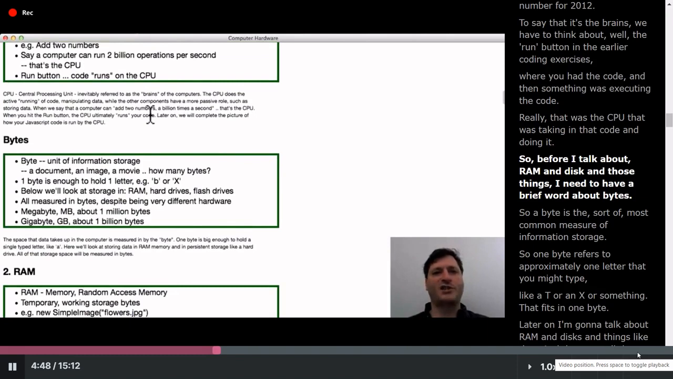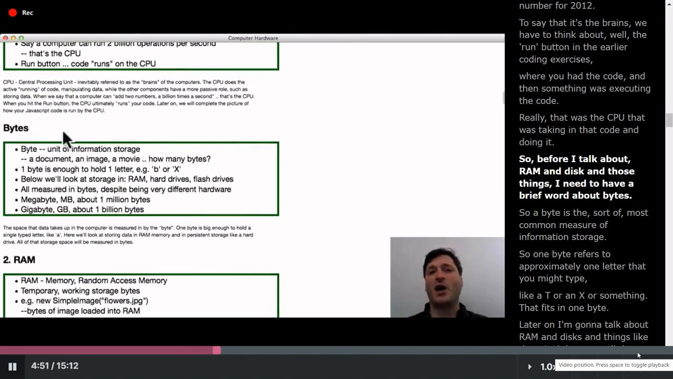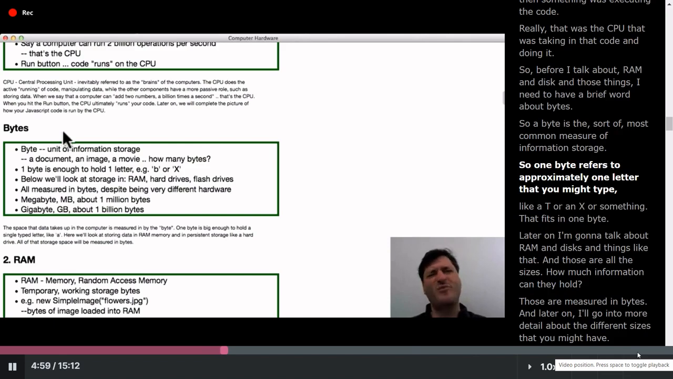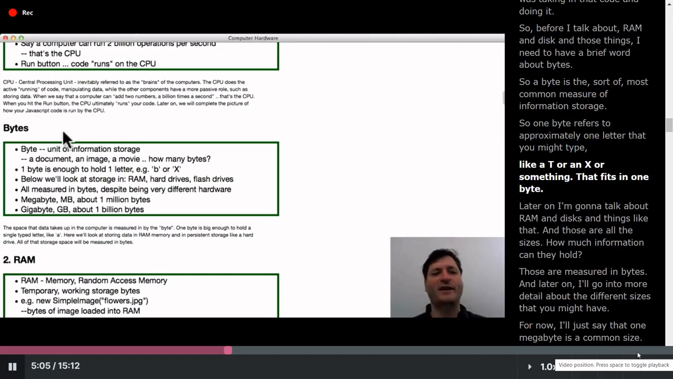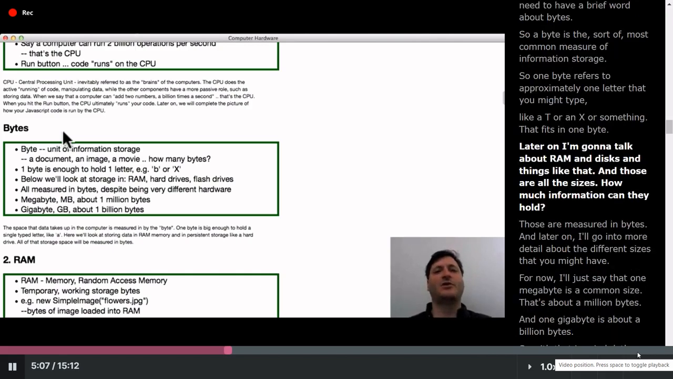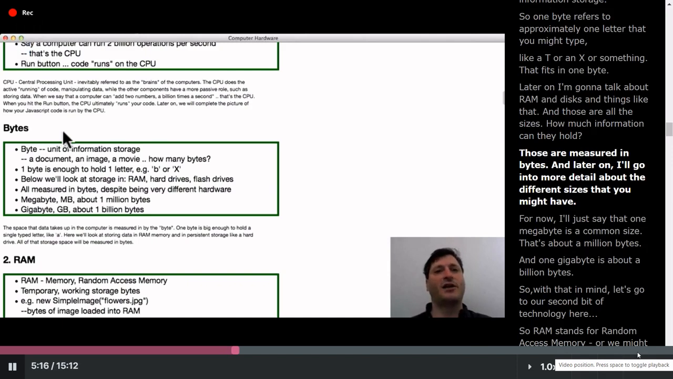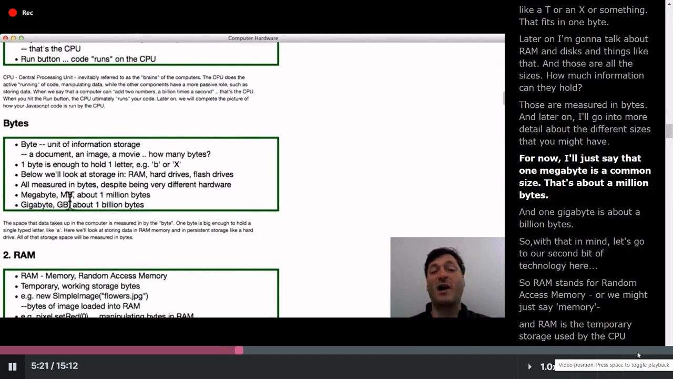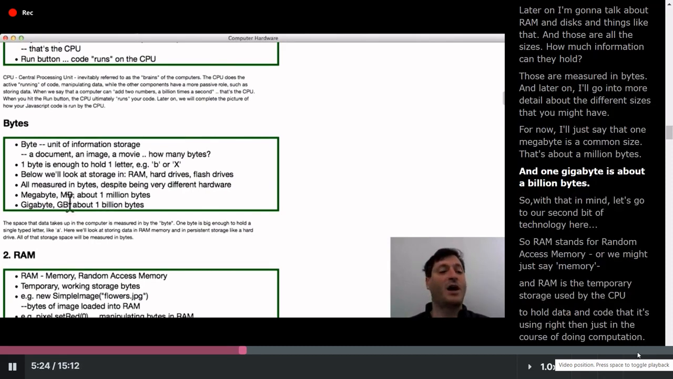Before I talk about RAM and disk and those things, I need a brief word about bytes. So a byte is the most common measure of information storage. So 1 byte refers to approximately 1 letter that you might type, like a T or an X or something, that fits in 1 byte. And later on, I'm going to talk about RAM and disk and things like that. And those are all the sizes, how much information can they hold, those are all measured in bytes. And later on, I'll go into more detail about the different sizes that you might have. For now, I'll just say that 1 megabyte is a common size. That's about 1 million bytes. And 1 gigabyte is about 1 billion bytes.